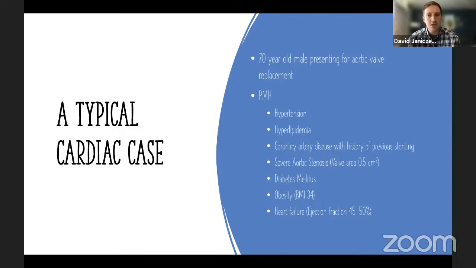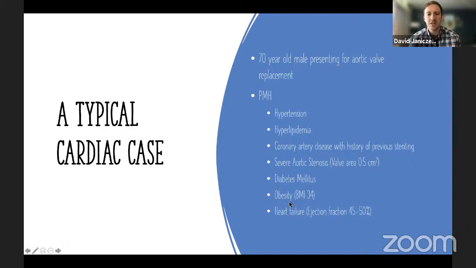He does have severe aortic stenosis, so basically a tightening of the aortic valve. His valve area is 0.5 centimeters squared, which I don't expect any of you to know what that means. It's very small. Anything less than 1 centimeter squared is severe. So basically not as much blood is getting through the aortic valve with each heartbeat, and he could have a risk of stroke, lots of bad things can happen. So we need to get this fixed.